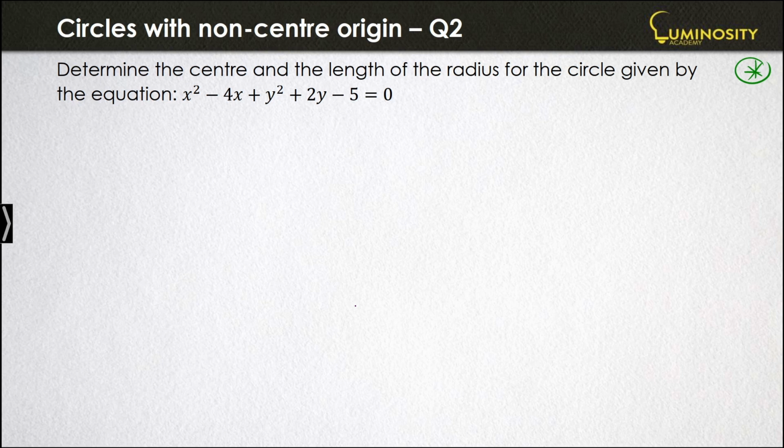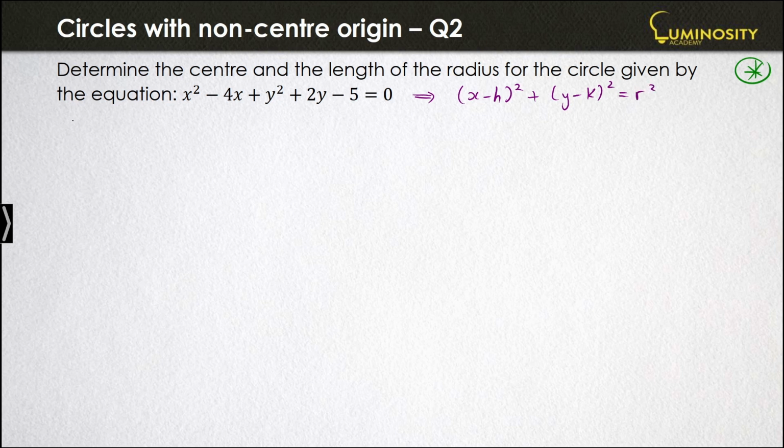Let's have a look at question 2. We want to determine the center and the length of the radius for the circle if it's given by the equation x squared minus 4x plus y squared plus 2y minus 5 equals 0. First of all, we need to get it into the form x minus a number all squared plus y minus a number all squared equals the radius squared. So we're going to have to complete the square.